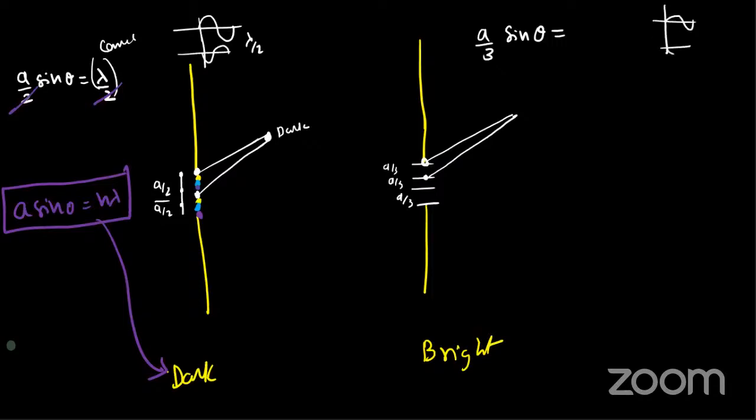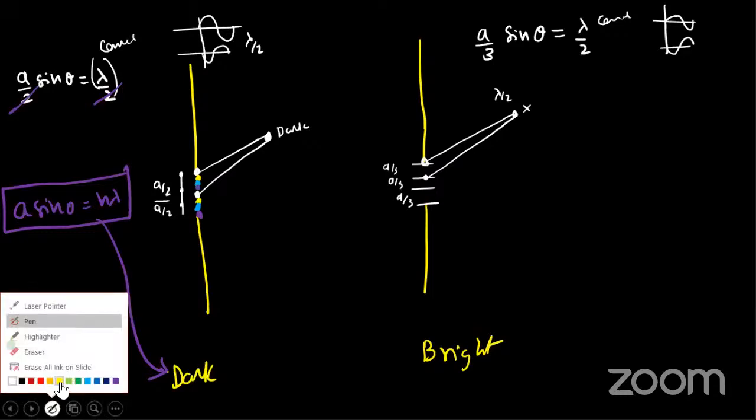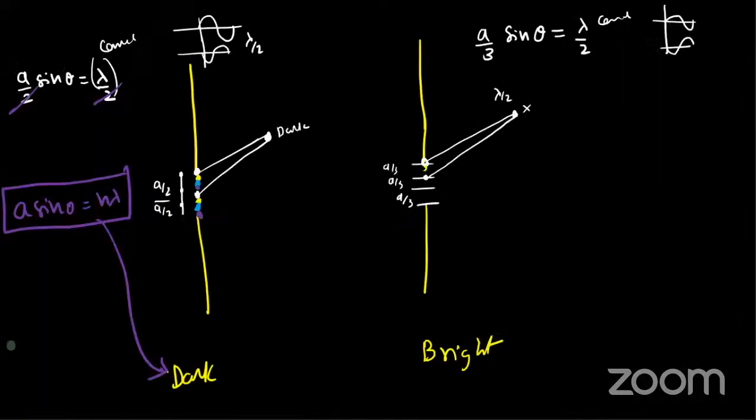So I'll put the criteria as: let these two destructively interfere such that the path difference between them is lambda by 2. They cancel out and I get a dark fringe. Here also I'm getting a dark fringe. So when these have a by 3 sin theta and the path difference is lambda by 2, they again cancel out. So let me do the same manipulation here. The points which are at a distance of a by 3 destructively interfere, they cancel out completely.